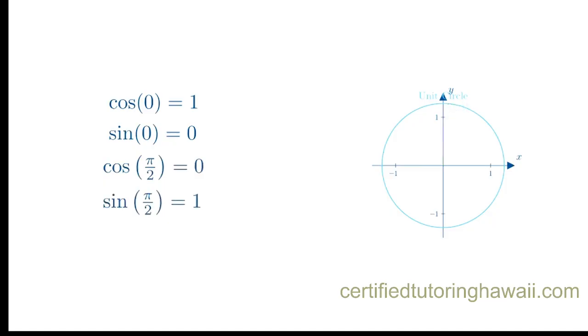How about an angle of pi radians? Pi radians is a half circle, or 180 degrees. The terminal ray points along the negative x-axis, and the point on the circle is (-1, 0).